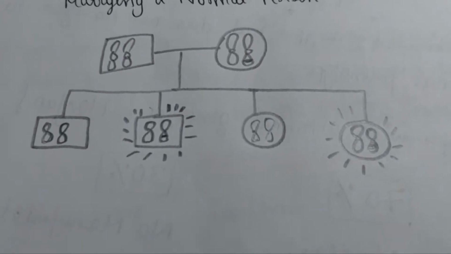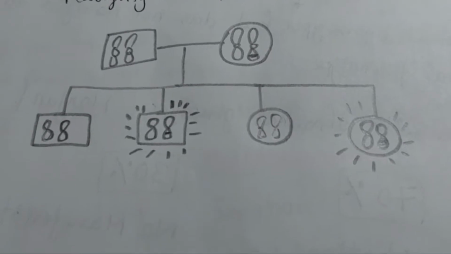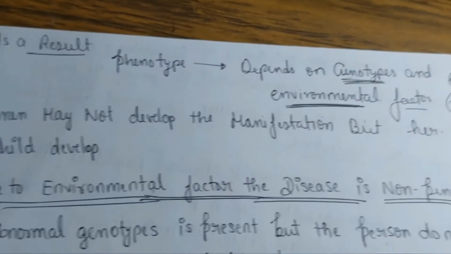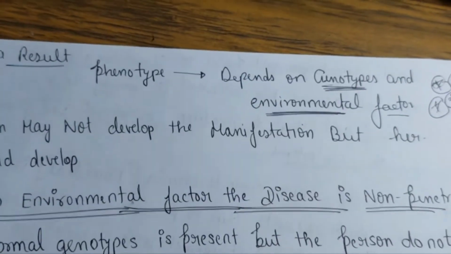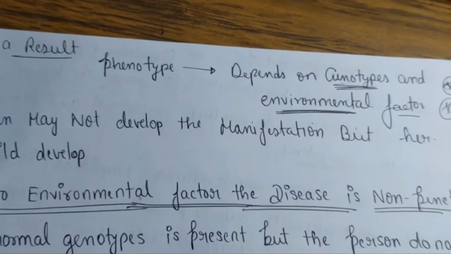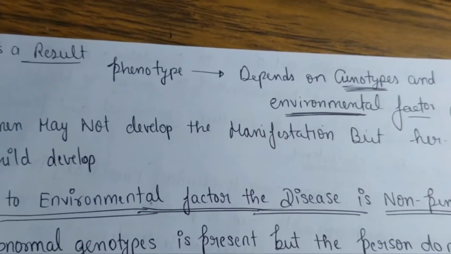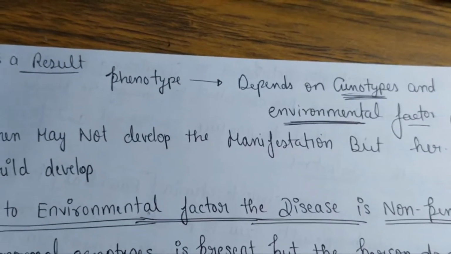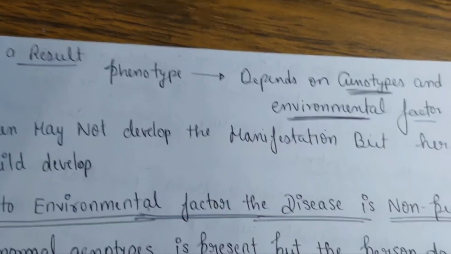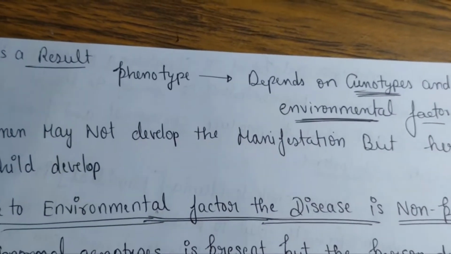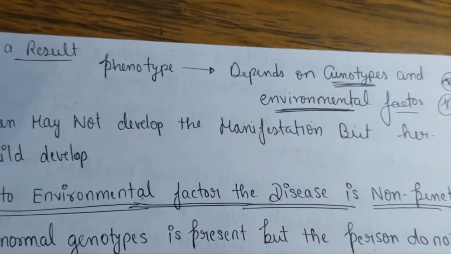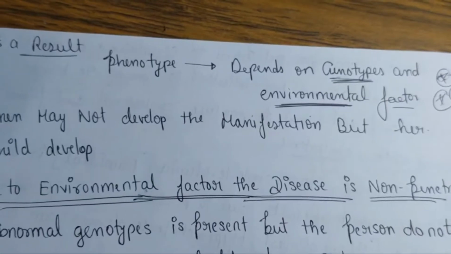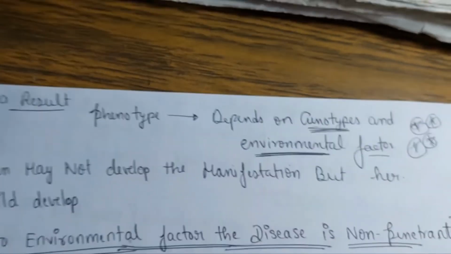So in spite of the abnormal genotype, the environmental factors such as diet and exercise will modify the phenotype. So as a result, phenotype depends on the genotype as well as the environmental factors. The woman herself may not develop the manifestation due to a good diet and healthy lifestyle of doing exercise, but her children might develop it because the children might not be so health conscious and they might be eating so much junk food, so their cholesterol level might already be high and they might not do much exercise, so they can develop familial hypercholesterolemia.